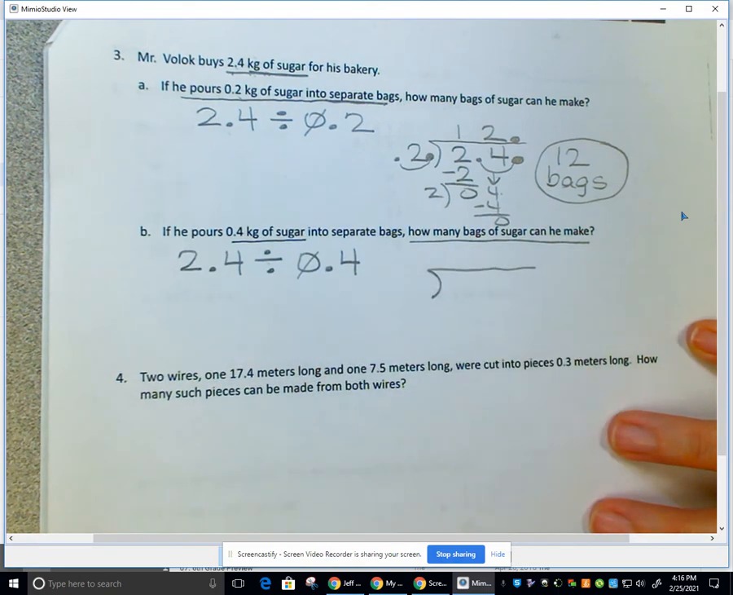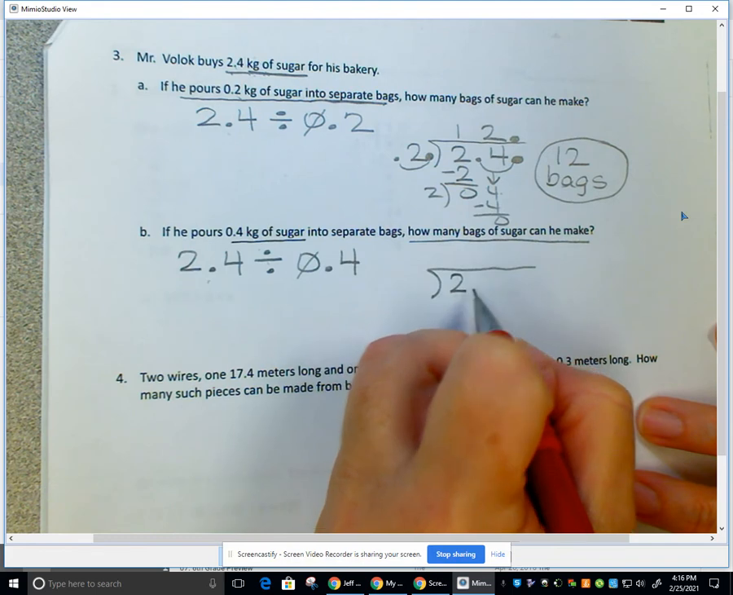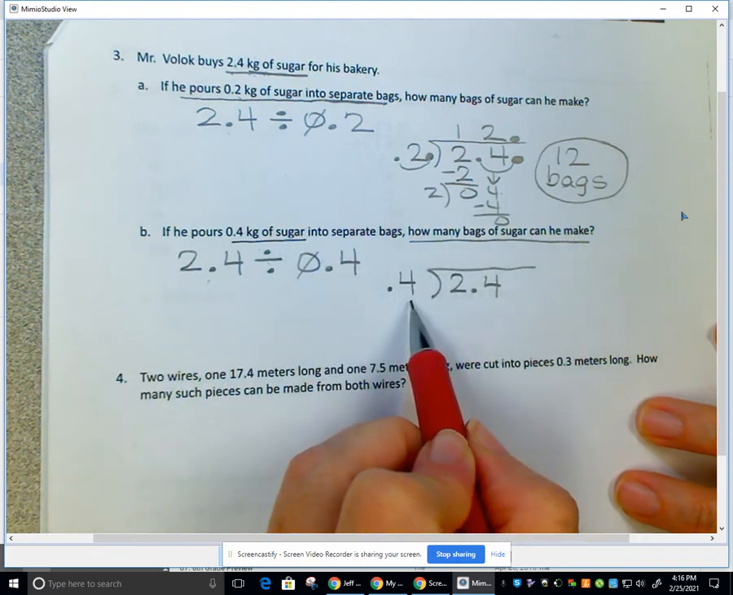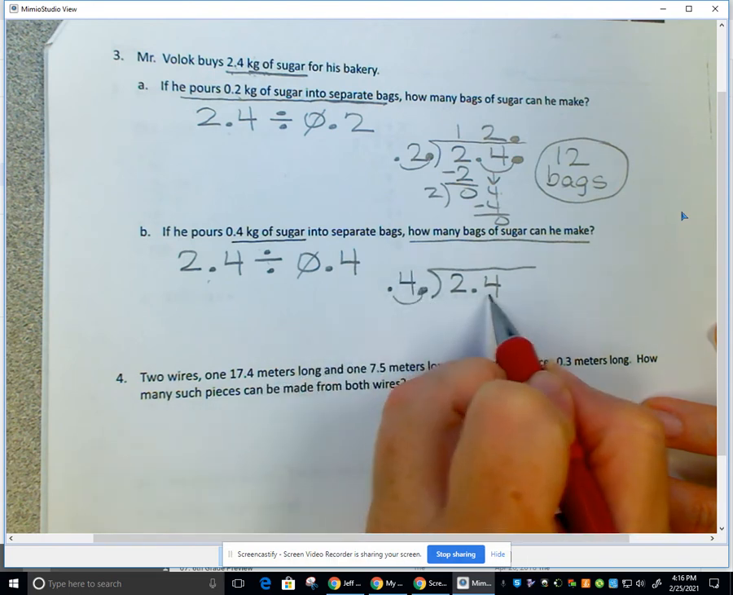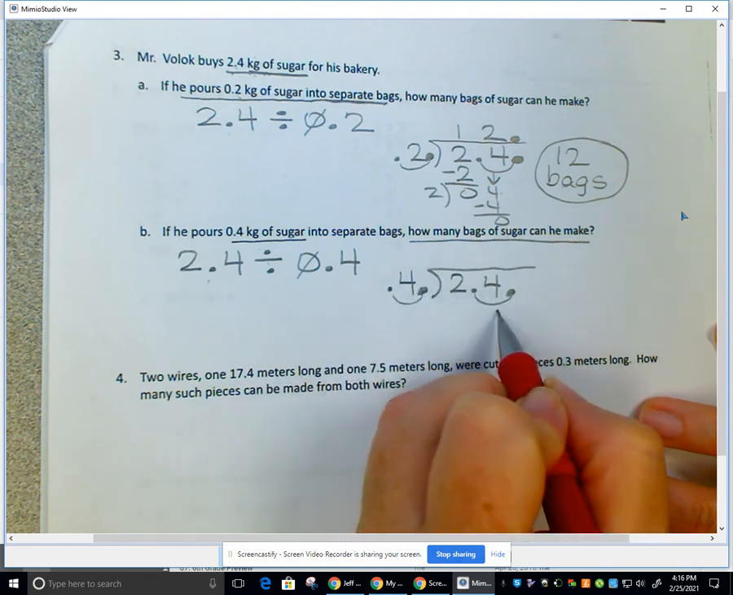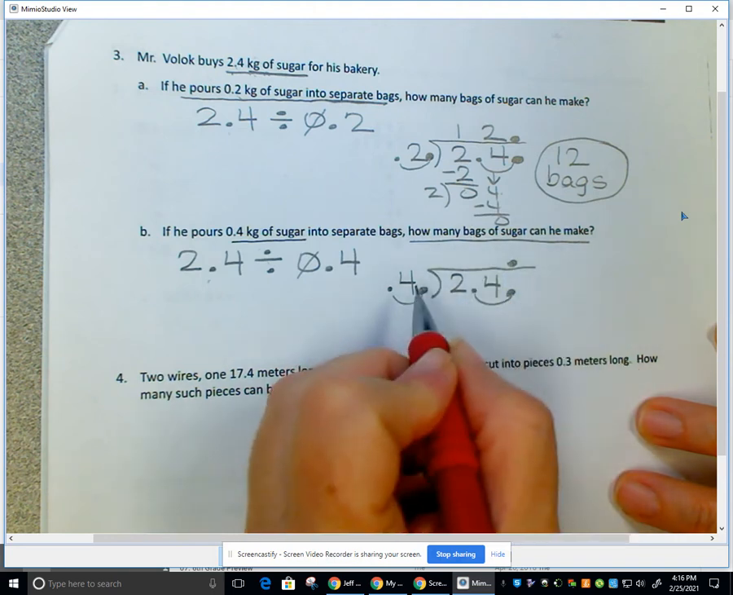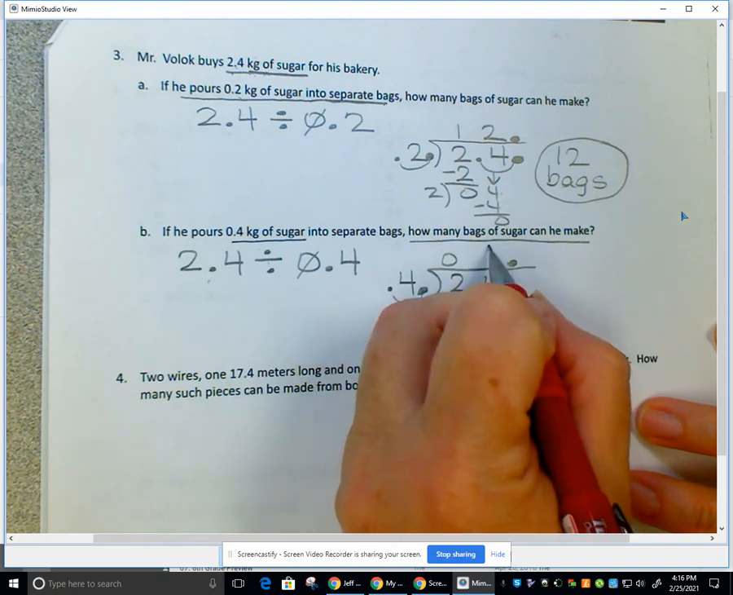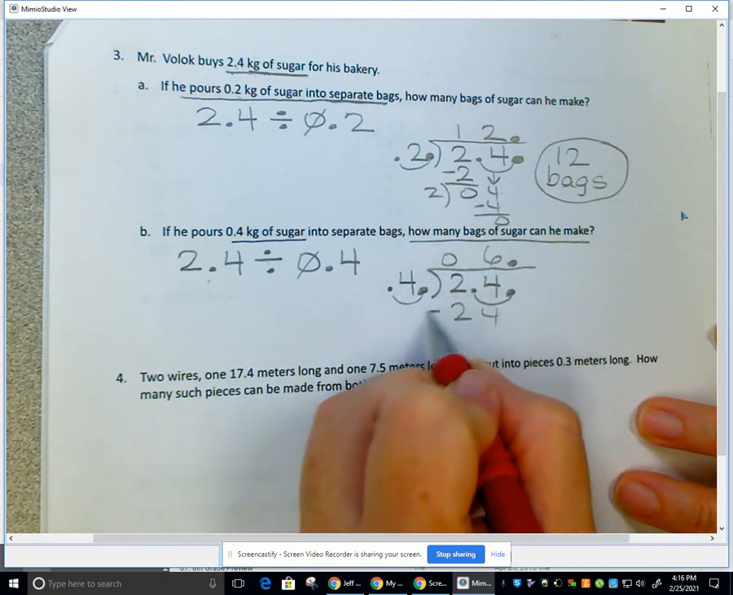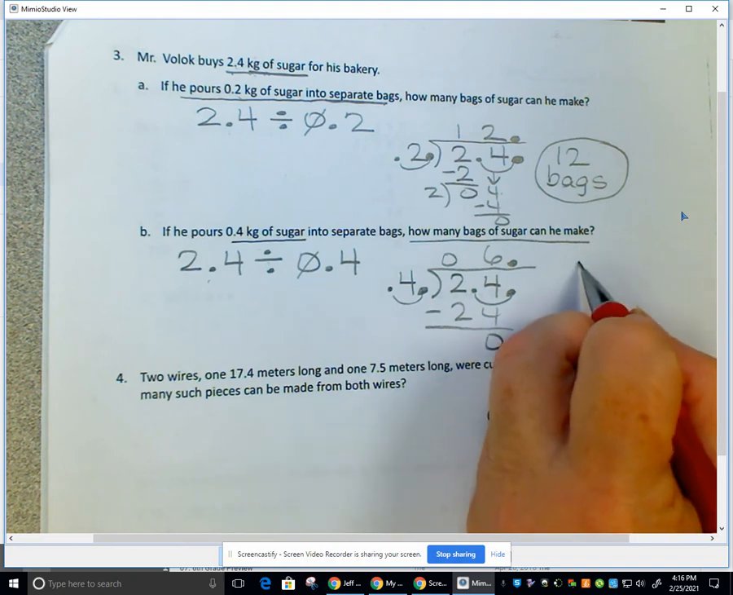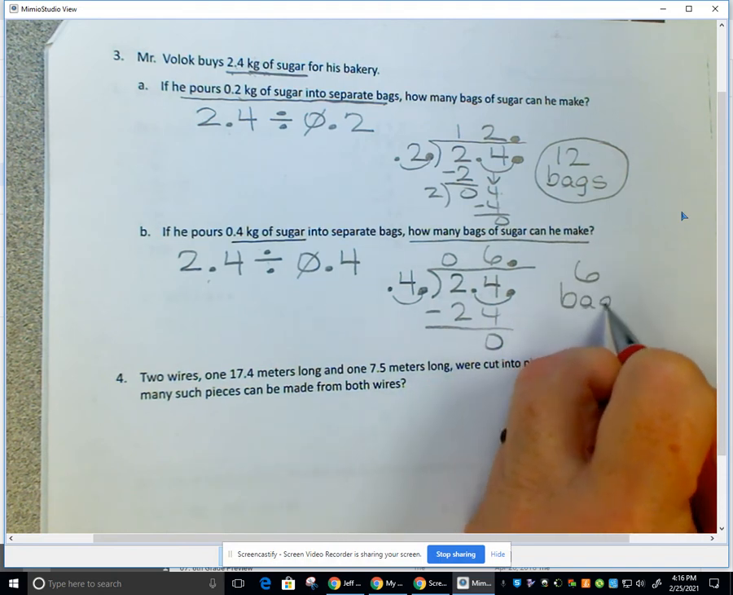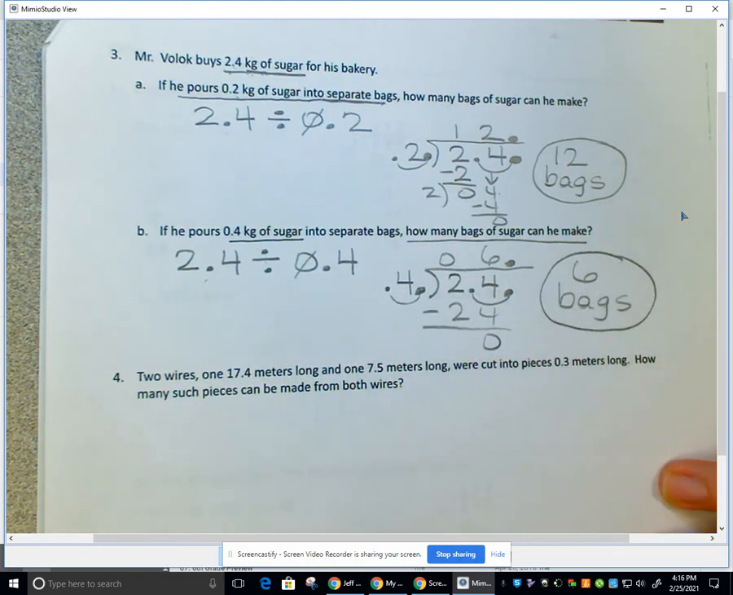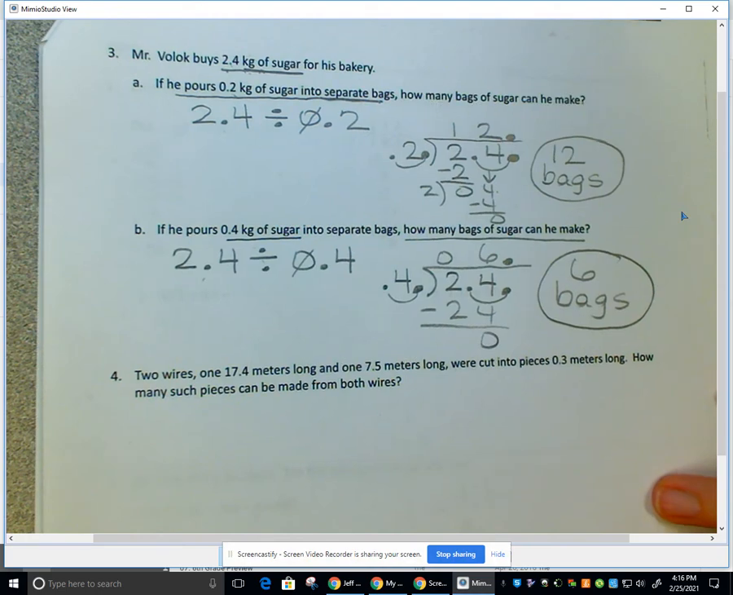Set it up. First number goes in. Okay, one jump, right? So this one's one jump because I just multiplied both by 10. Now I'm dividing 4 into 24. And we know 4 will go into 24 6 times, and that is 24 with no remainder. So now we only need 6 bags because we're putting more, or a bigger amount of sugar, in the bag, excuse me.